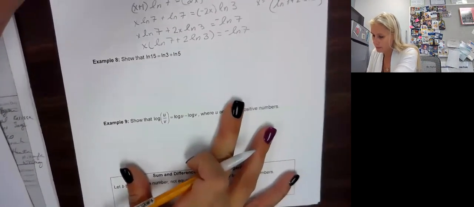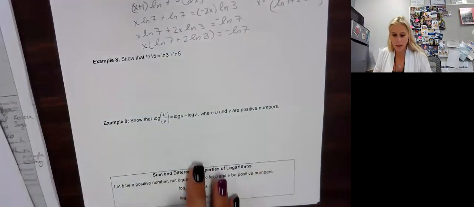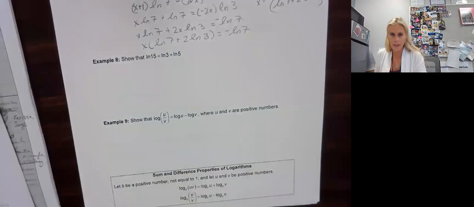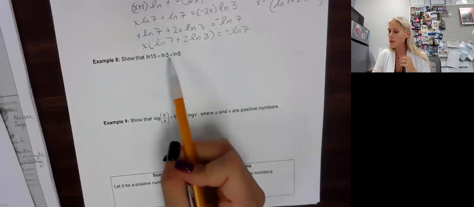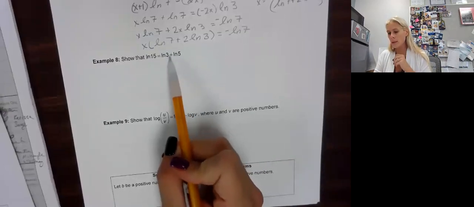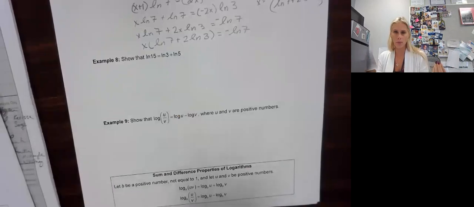All right. Next, example 8. Show that ln 15 equals ln 3 plus ln 5. Now, usually, there's a couple ways you could do this. I mean, usually we want to say, hey, that's multiplication, right, using our properties. But we're going to do it using inverses, okay?